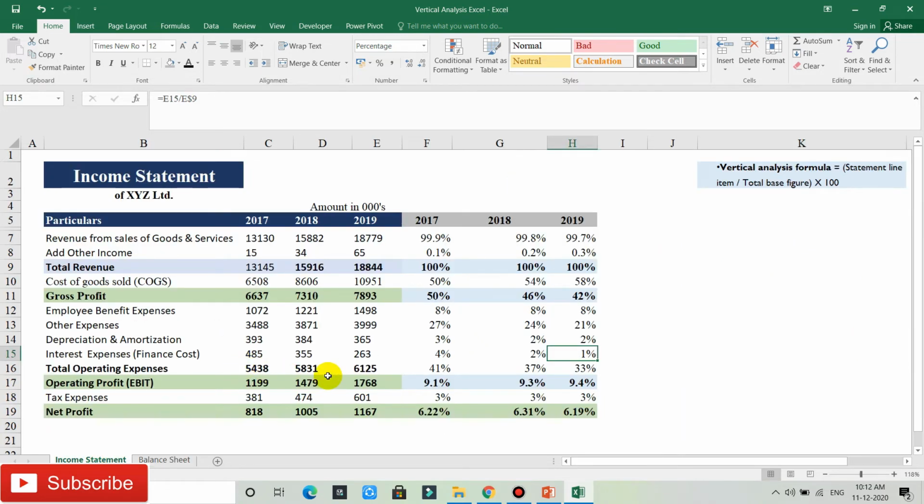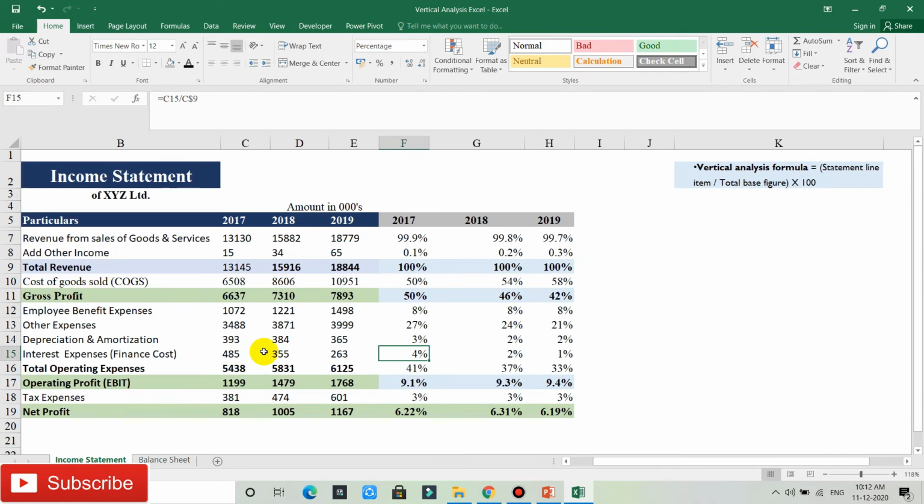So as we saw in our income statement, our finance cost, that is interest expense, has reduced over the years. In 2017 it was 4% of total revenues, in 2018 it was 2% of total revenues, and in 2019 it became 1% of total revenues. So what you can infer is that over the years you might have been reducing your long-term borrowings, right? Because on long-term borrowings you pay the interest expenses. So let's see in our balance sheet whether it is happening or not.